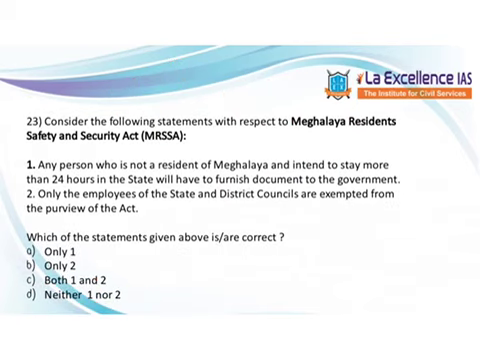Consider the following statement with respect to the Meghalaya Residents Safety and Security Act. See, earlier we might have discussed the inner line permit. What is this inner line permit? In the inner line permit, except for the residents of that particular state, others are not supposed to enter those places. If they have to enter, they have to take permission. This was a British system that was introduced in the earlier era. So now it is a modified or improvised version of the same.